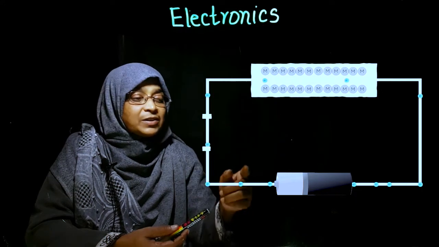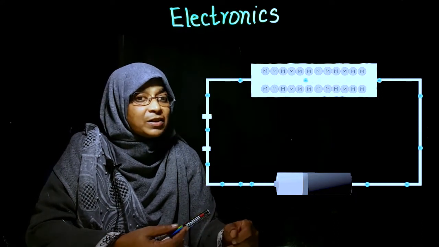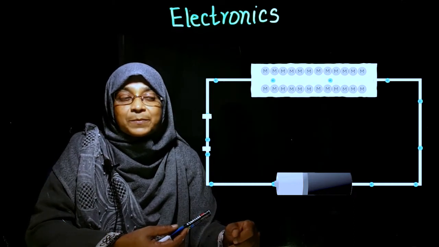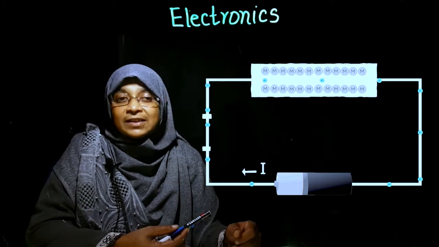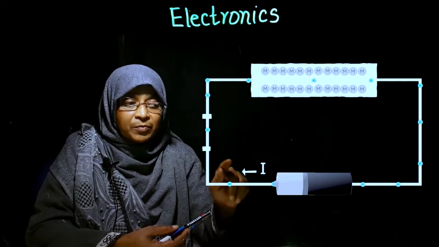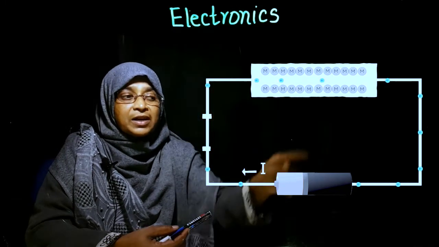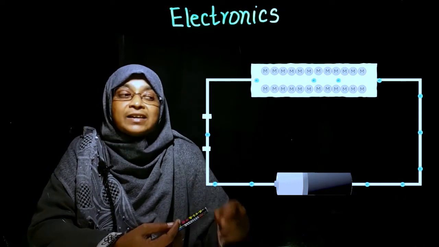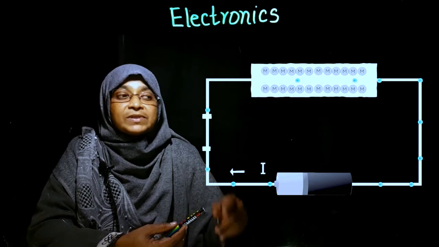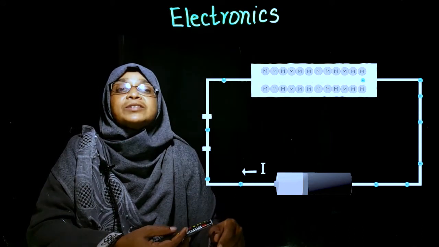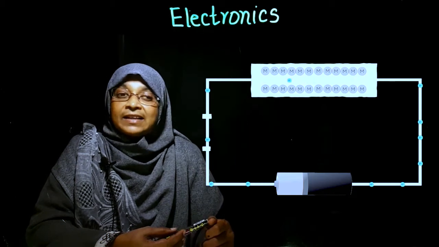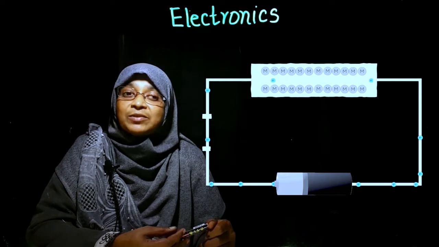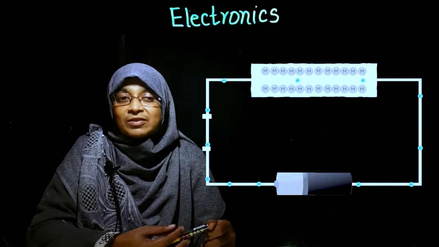Now the electrons are moving from the negative terminal to the positive terminal of the battery through the conductor. So the electricity flows from the positive terminal to the negative terminal in the circuit. So we can understand the direction of electricity is opposite to the direction of electron movement. The direction of current flow is opposite to the movement of electrons.